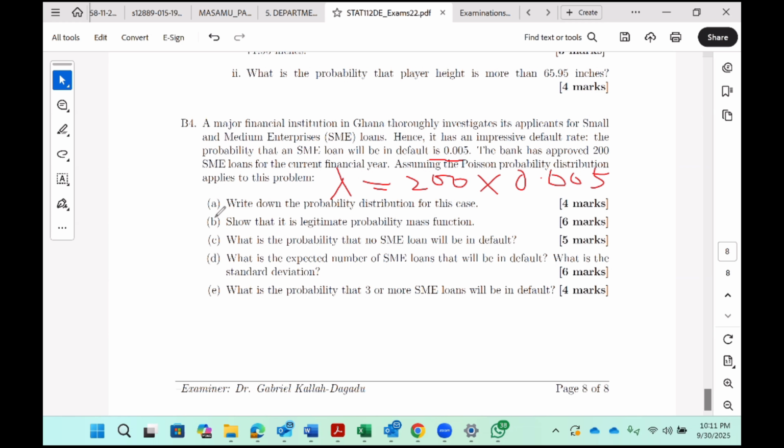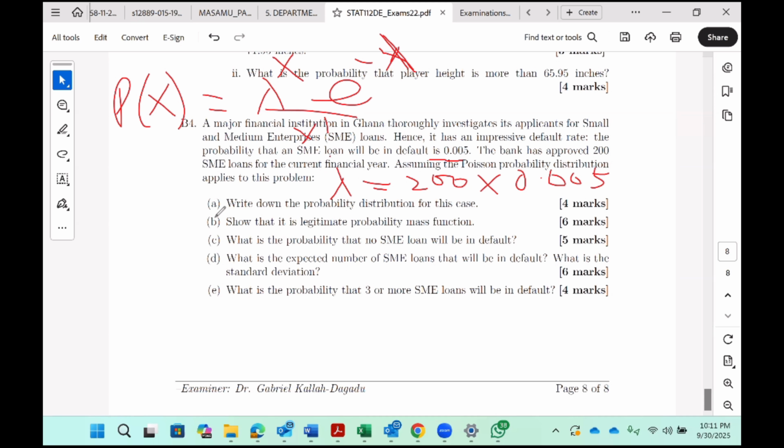So now see what is the probability that no SME loan will be in default. Here your x equals 0. We know our Poisson probability that X equals x is lambda to the power x, e to the minus lambda, all over x factorial. So here your x equals 0. What's the probability that no SME will be in default? So your x will be 0. Then calculate that probability. Lambda equals what? 200 times 0.005.